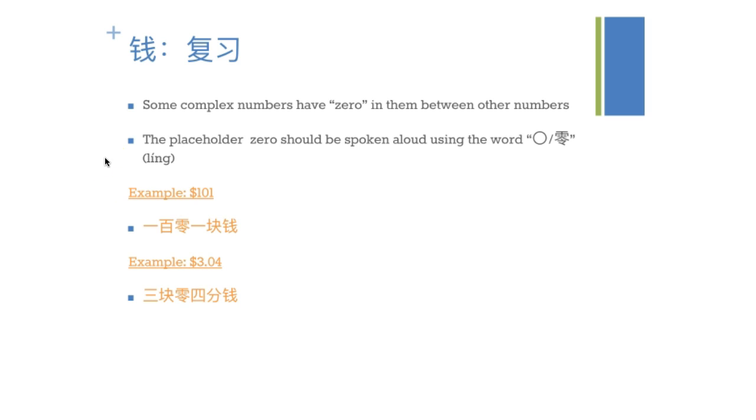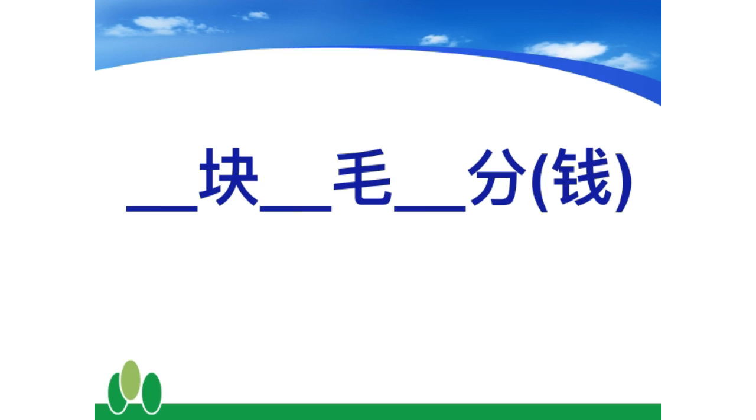Now, some complex numbers have 0 in between other numbers, because remember, the structure for amounts of money is xxx kuai, xxx mao, and xxx fen qian. So what if I have zero dimes? I only have like 9 cents. Like, it's $5.09. Well, this would be a 0 here. I would say 0 mao. How would I do that if it's a 0?